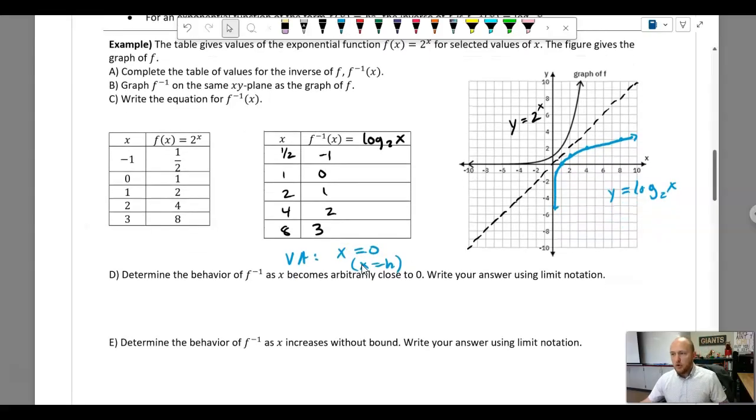Okay, so the other thing we want to talk about is the end behavior. A logarithmic function, again, since it has a vertical asymptote, it will approach the value of the vertical asymptote on one side.